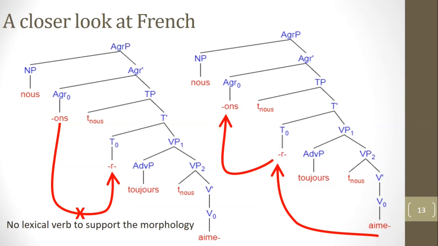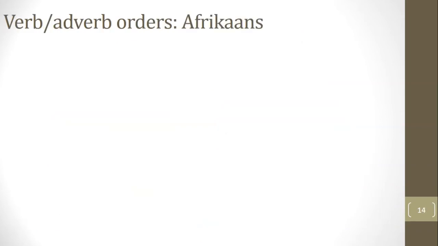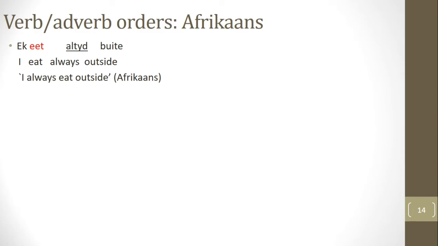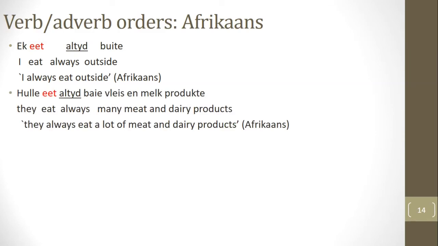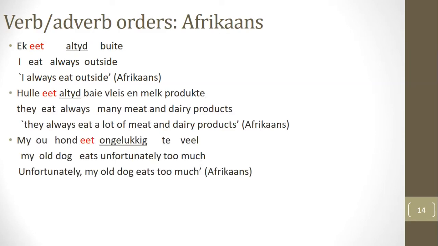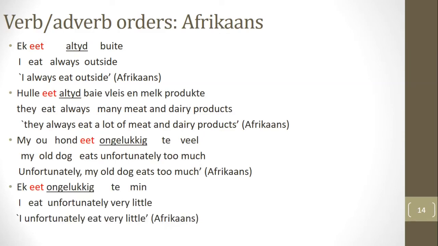Let's look at verb and adverbial orders in a language somewhat closer to home, namely Afrikaans. And you will notice that in Afrikaans, in main clauses, the lexical verb occurs to the left-hand side of the adverbial. I've marked the lexical verbs in red and the adverbials are underlined. So it would initially seem that Afrikaans looks quite similar to French, and we can therefore postulate that Afrikaans has its main verb moving to the inflectional node.